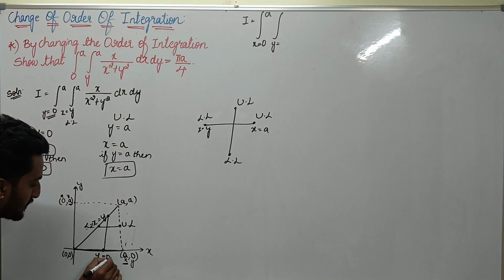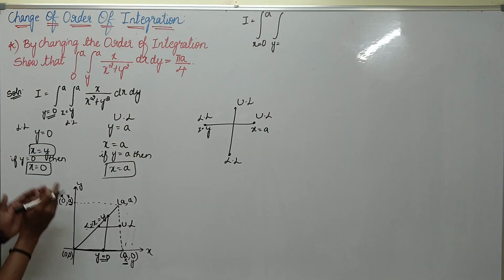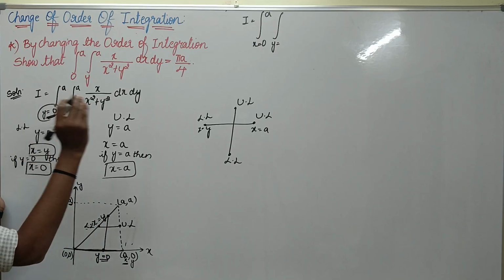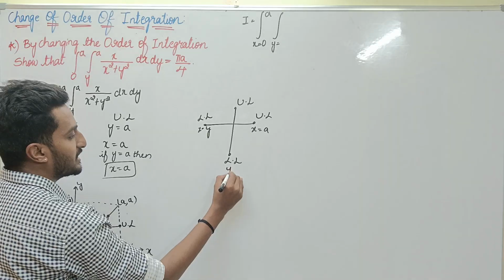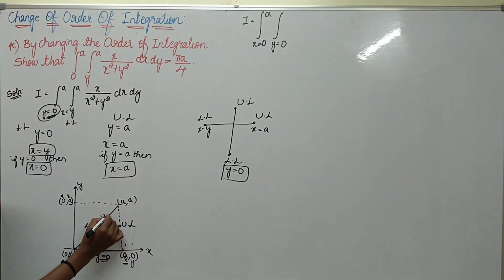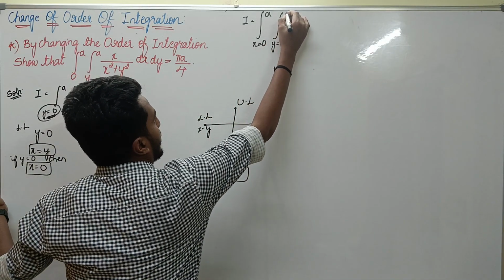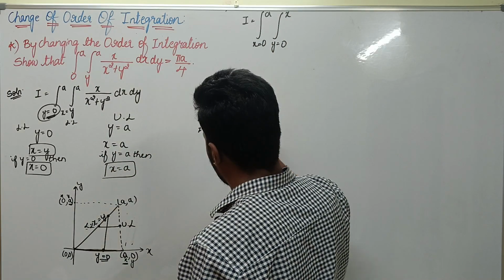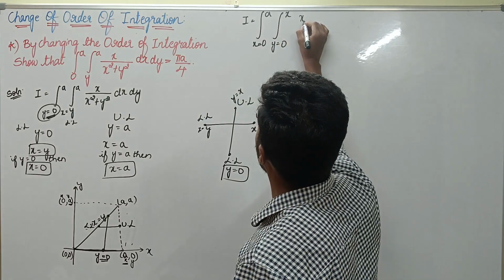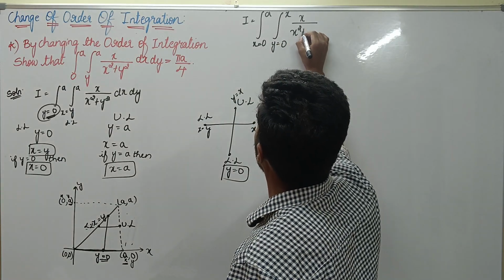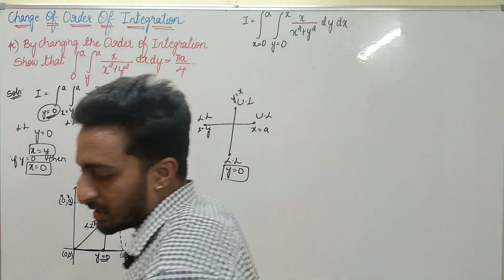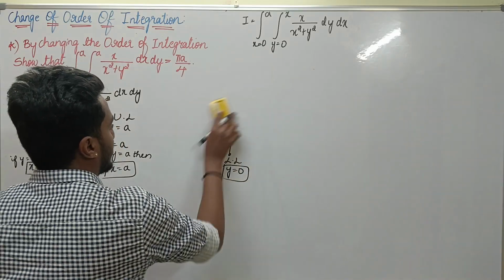So the lower limit is defined with respect to y, because y equal to 0. Since the limit starts from 0 to a, the lower limit is y equal to 0 and the upper limit goes to y equal to x. Got the point? Y equal to x. That's it. Now what we are going to do, represent x divided by x square plus y square dy dx.